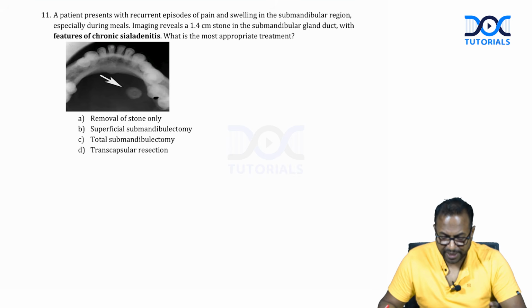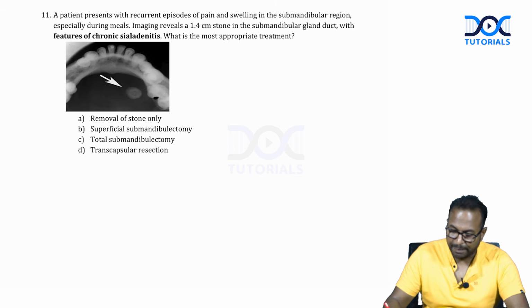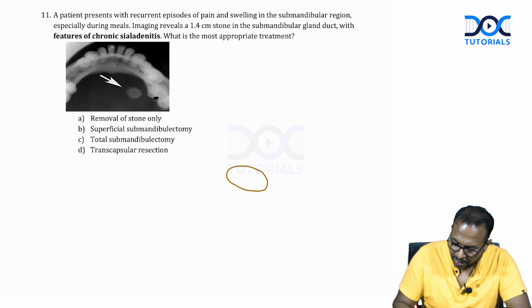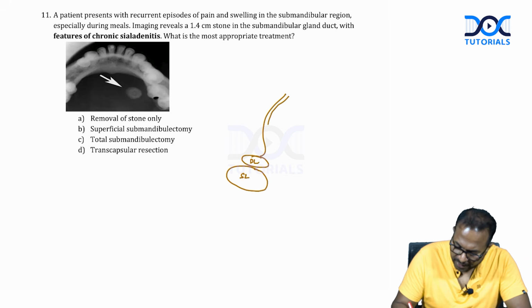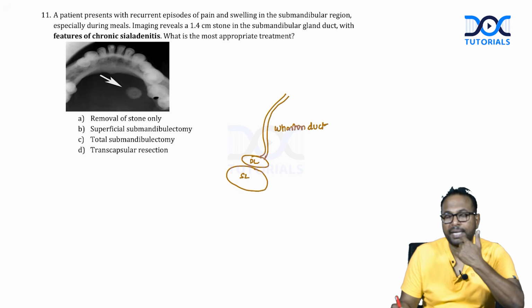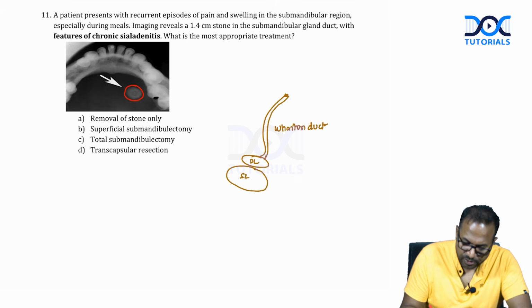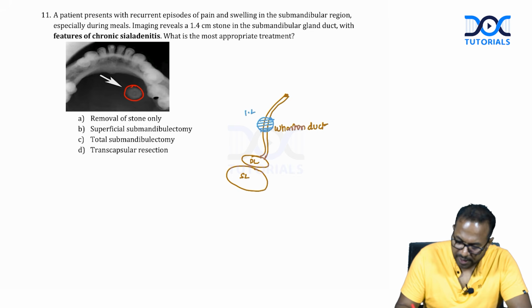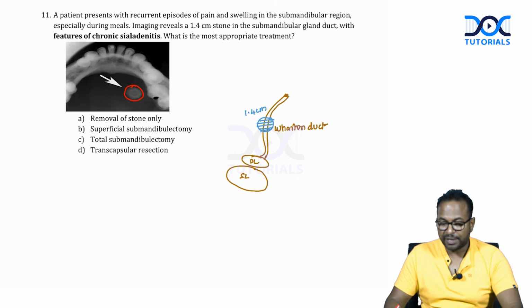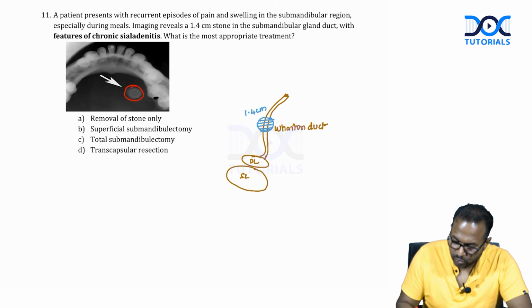A patient presents with recurrent episodes of pain and swelling in the submandibular region. So please understand, the submandibular gland has a superficial lobe and a deep lobe, and this is the submandibular duct called Wharton duct, which opens on the under surface of the tongue. It is opening here. This is the duct. The history is showing, and this image shows, there is a stone in this place. It's around a 1.4 centimeter stone, a very big stone in the duct. Along with this, the patient is also having inflammation of the gland. So not only is there a duct stone, there is also sialadenitis.